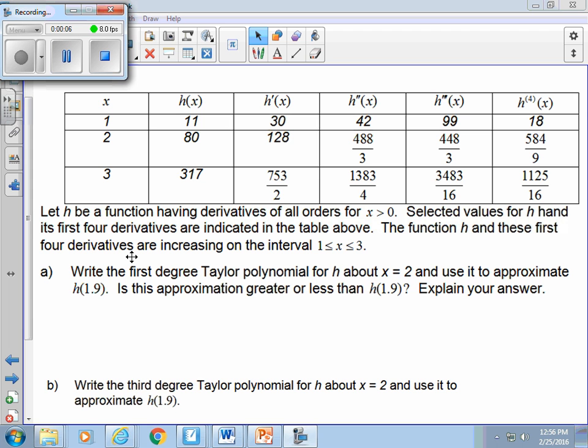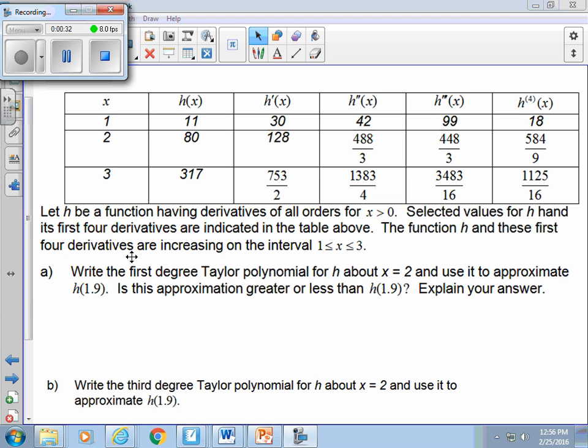Let h be a function having derivatives of all orders, so it's infinitely differentiable. Selected values for h are in the table. Function h has the first four derivatives increasing on the interval 1 to 3. Write the first degree Taylor polynomial for h about x equals 2 and use it to approximate h of 1.9.